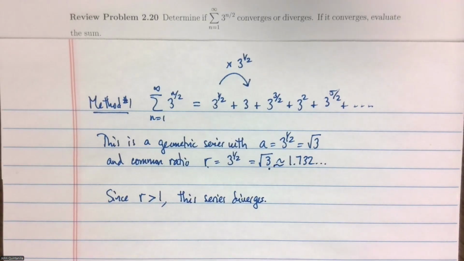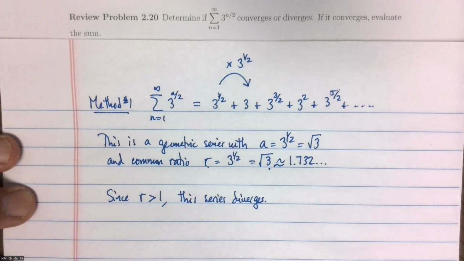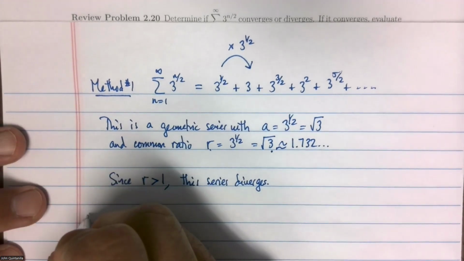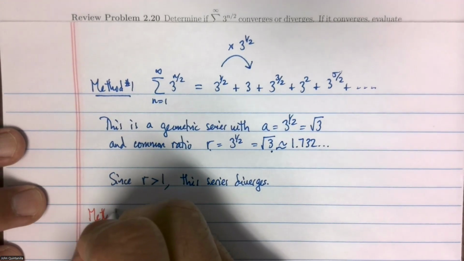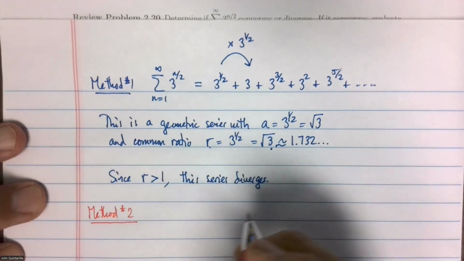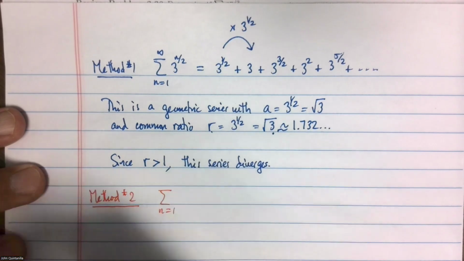And so that is one answer. The series diverges because it is a geometric series with a common ratio that is greater than 1. All right, method number two. And again, you don't have to show all of these on the exam. I'm just doing this for review purposes, of different ways of going about the problem.